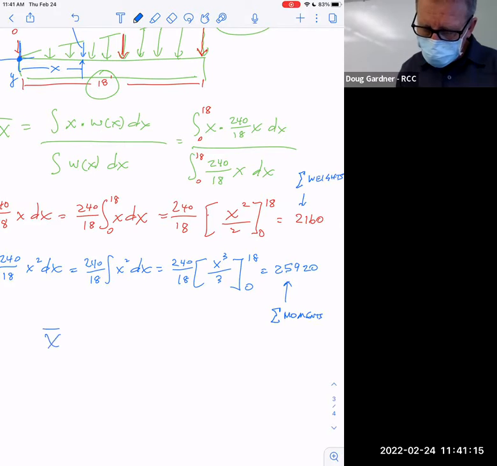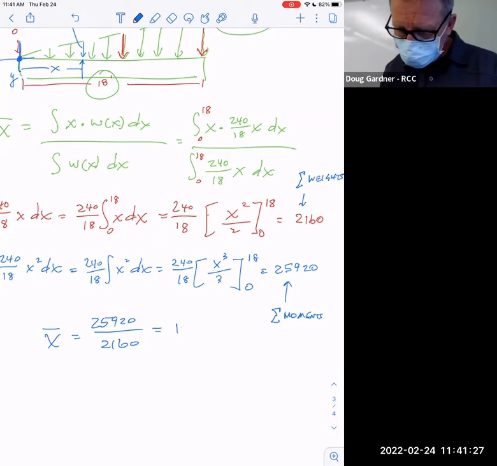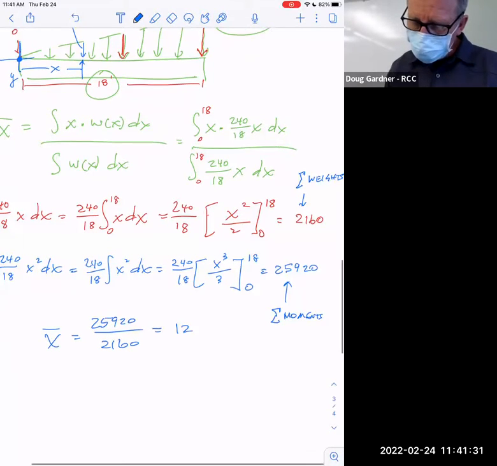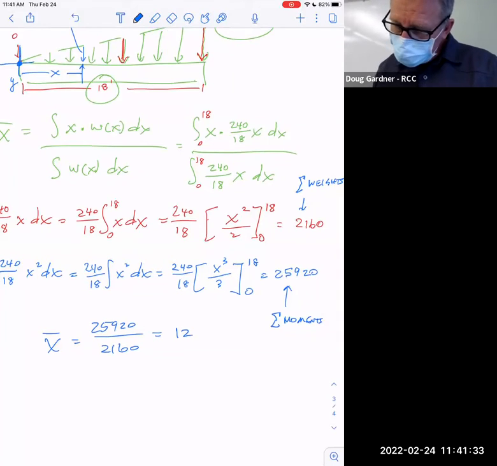So what is x bar? 25,920 divided by 2160. What do you get? Yep, you get 12. That's exactly right. Now let's go back and put the units in here. Since these are moments, isn't this unit foot-pounds? And since this is weights, isn't this pounds? And so if I took foot-pounds divided by pounds, wouldn't that be feet?